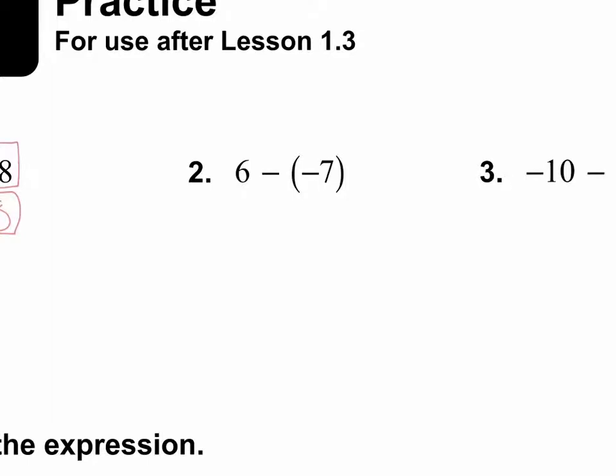Okay, number 2, right away I see a double negative. That negative is right next to that negative, so that becomes a positive. Then I box my terms, so I have a +6, +7. I can write this as 6 plus 7, and that you should know, just normal arithmetic. Same signs we combine, and we should get 13 as our answer.